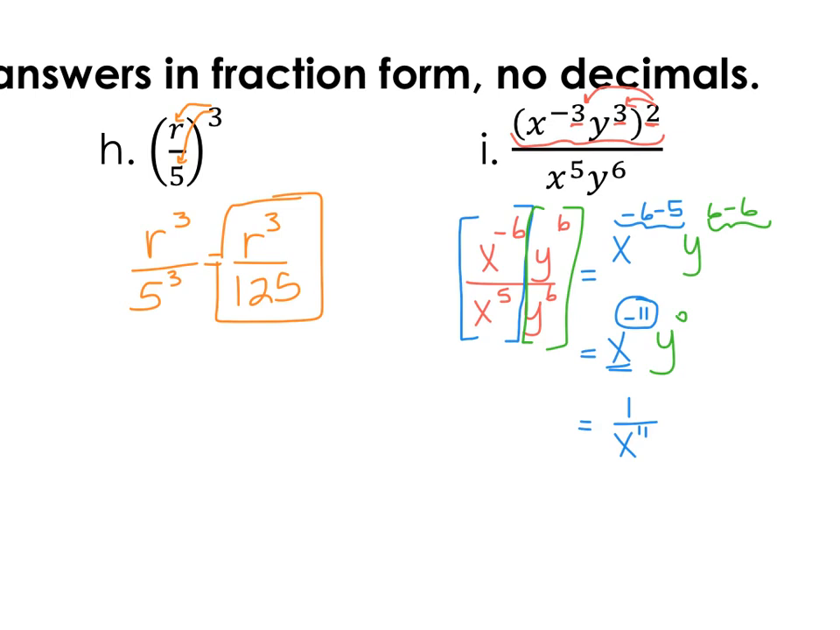And what do we remember about y to the 0 power? Y to the 0 power just equals 1. So if we multiply 1 times 1 in the numerator, that doesn't change anything. It's just 1 over x to the 11th power.